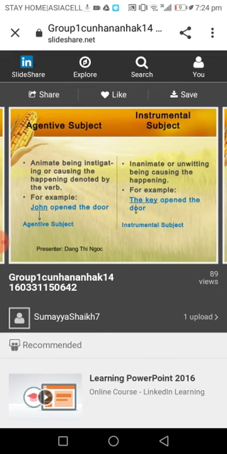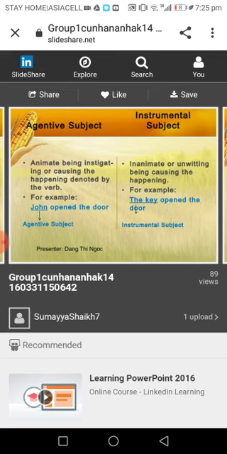For example, let's take the example: the tiger chased the rabbits. Here the tiger is the agent subject, which does the action. And another example: the cat chased the rat. The cat refers to the agent, which is the subject, and causes the action by chasing the rat. So whenever I say agent or agentive, it comes to my mind the subject that causes the action described by the verb in the sentence.